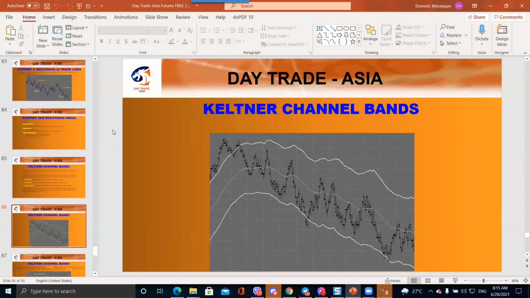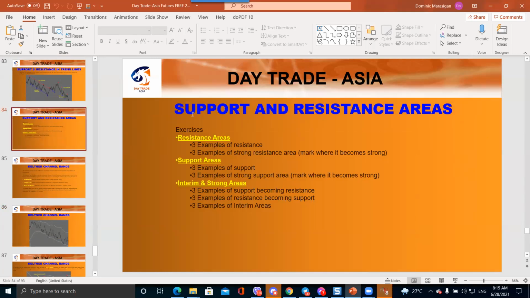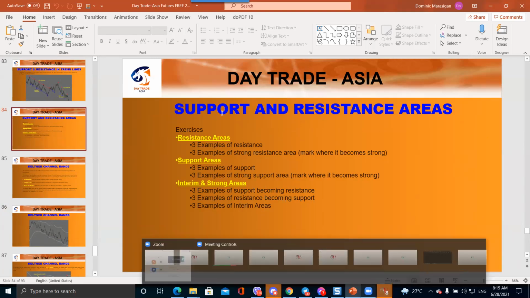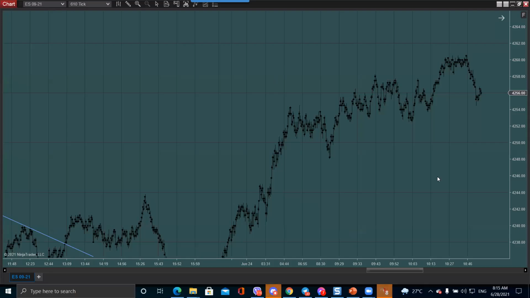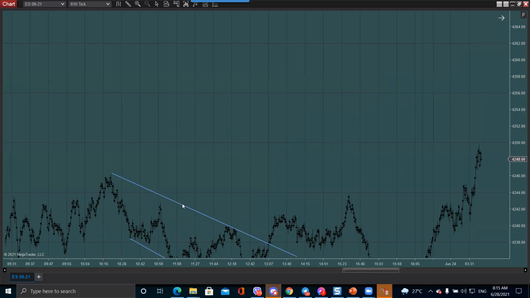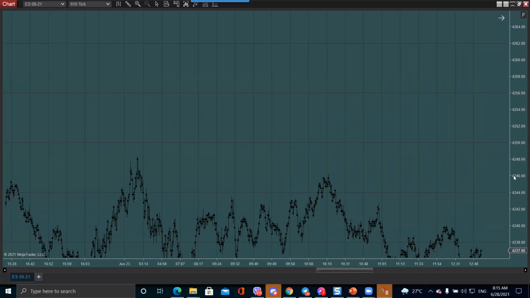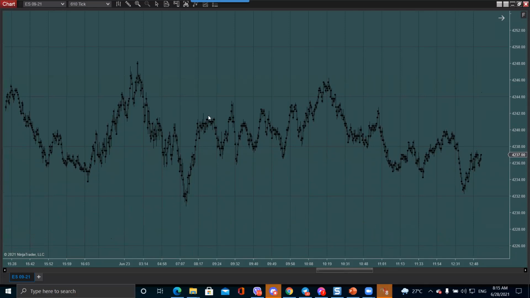So if you guys want to practice on what we're just talking about here, we can do what we call the resistance area. So basically 3 examples of resistance area and 3 examples of strong resistance. So if I'm going to do this homework, it's going to be like this. I'll show you good examples like I just did before. Right here. So 3 examples of a resistance area. It doesn't have to be strong, but the first one is a resistance area, right? So here's a resistance area you can see right here.